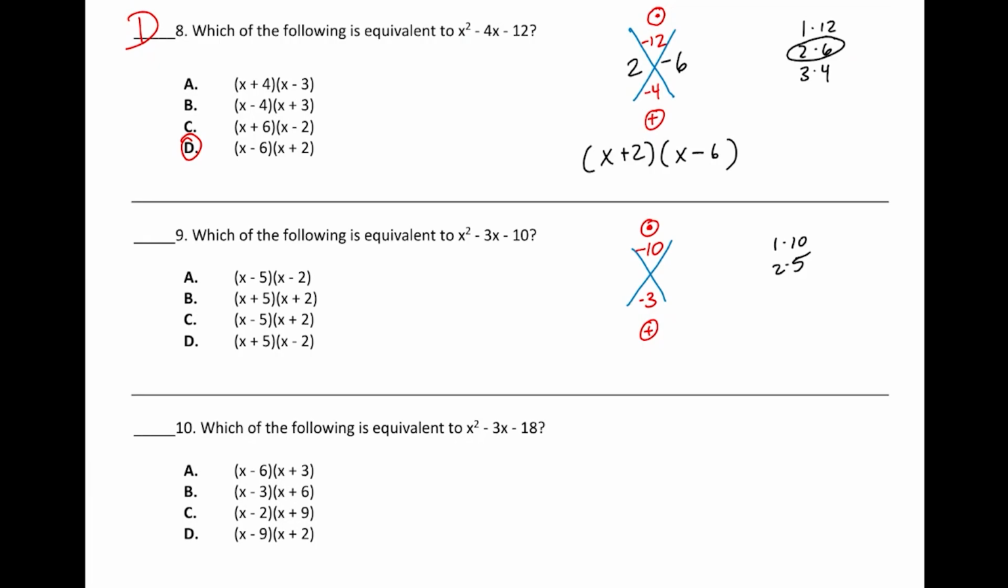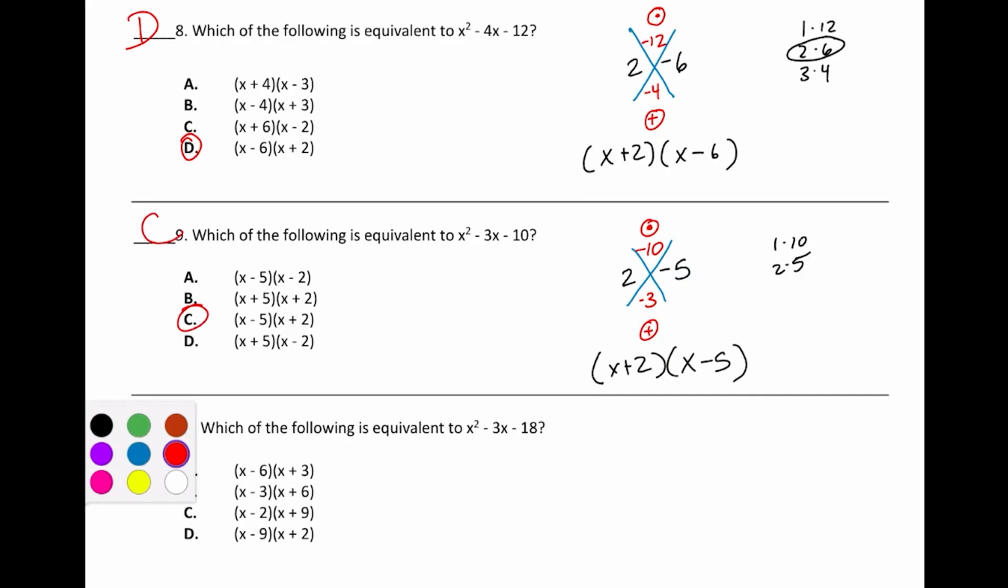And since the product is negative and the sum is also negative, one of the two numbers has to be negative, the other being positive, but also the larger of the two numbers has to be the negative one. So we're either going to have to use 1 and negative 10 or 2 and negative 5, and the one that actually adds up to negative 3 is 2 and negative 5. So the two factors here would be x plus 2 and x minus 5. That'll be C.